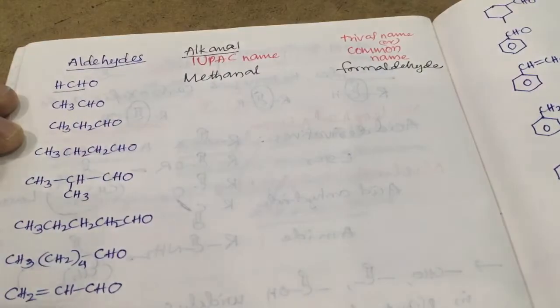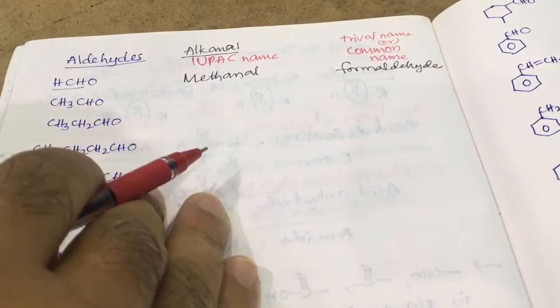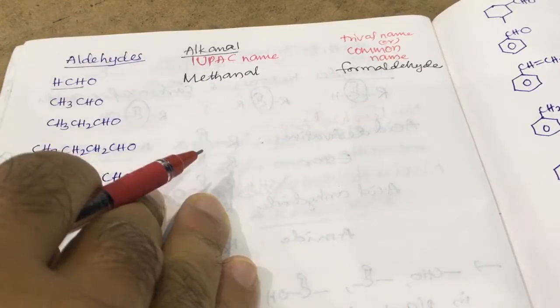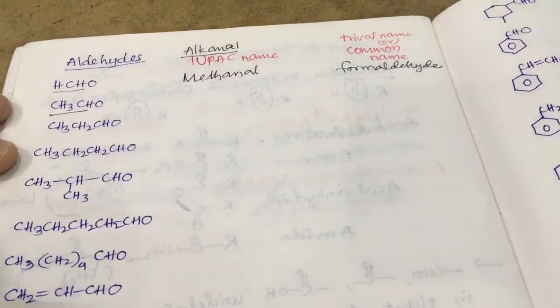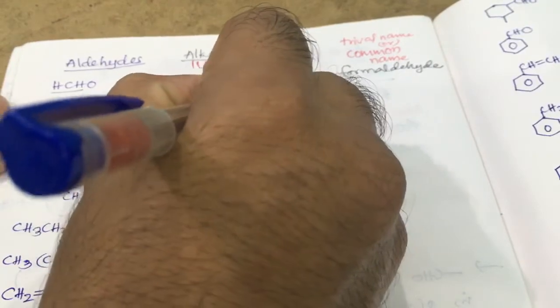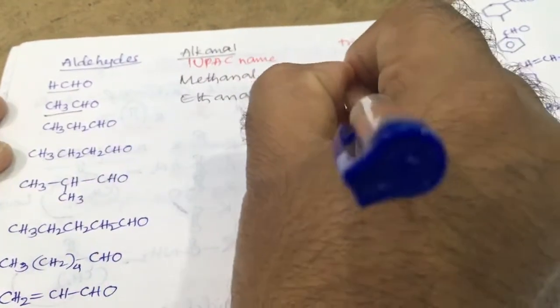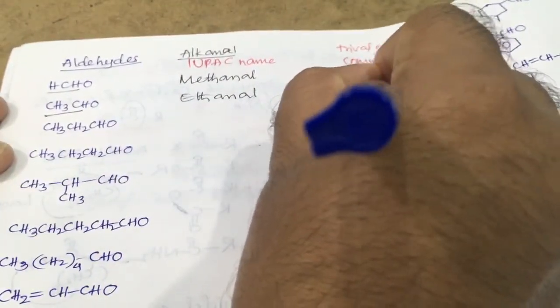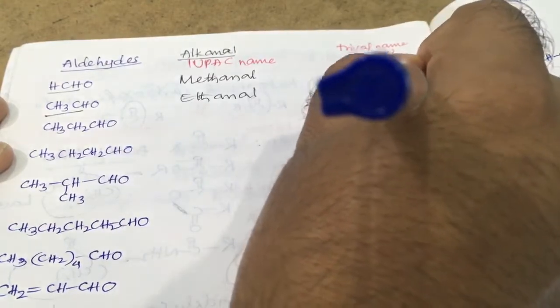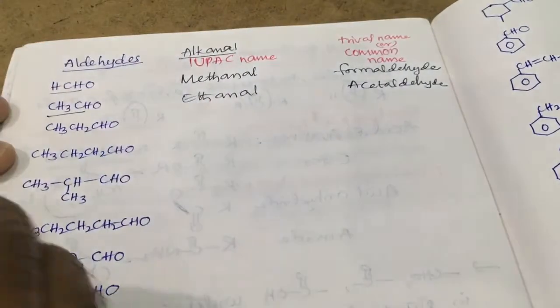Already we know formic acid. It means, as I already told, their common names are derived from their respective carboxylic acids: formic acid, formaldehyde. Next, this is 2 carbon. That is called ethane, E removed, al, ethanal. This is called acetaldehyde. We know acetic acid, from that is acetaldehyde.